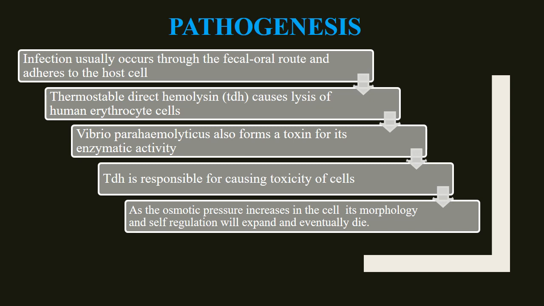TDH is responsible for causing toxicity of the cells by forming a channel where extracellular calcium concentration and chloride secretion increases within the cell. As the osmotic pressure increases in the cell, its morphology, pathology and self-regulation change, causing the cell to expand and eventually die. Another thermolabile hemolysin, the TLH gene, is associated with stimulating the intestinal infection and also causes lysis of the human erythrocytes.